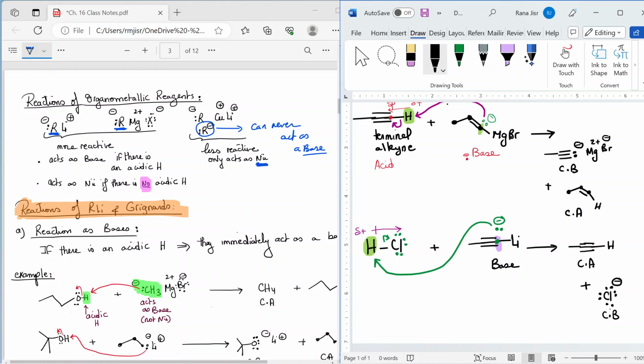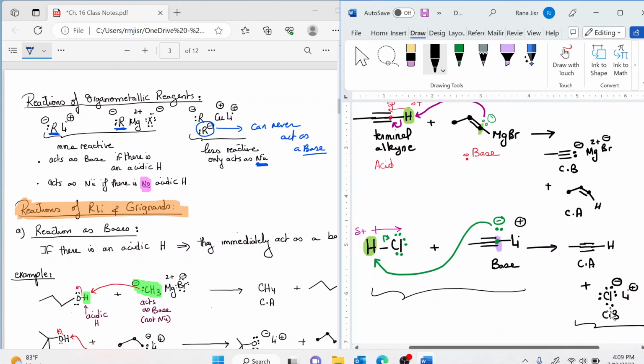Just as a note, the charges in the reactants need to balance the charges in the products. So over here, since I have a 0 charge in the reactants, because the lithium is positive, then your products need to be a 0 charge as well.